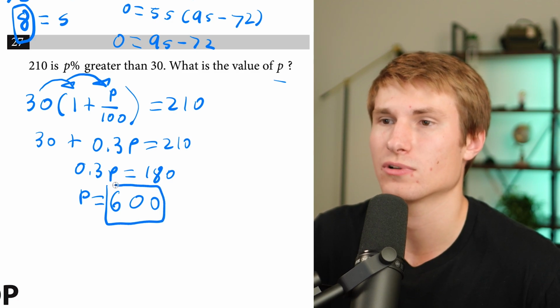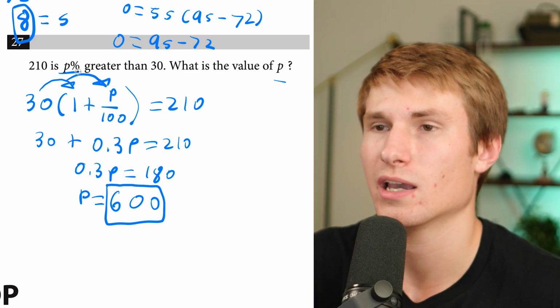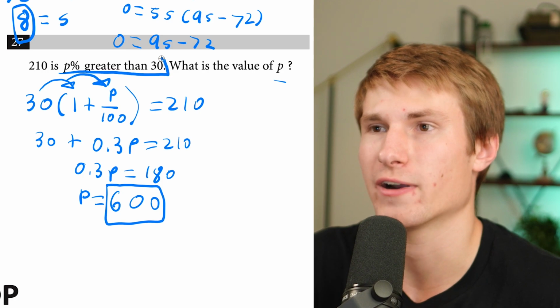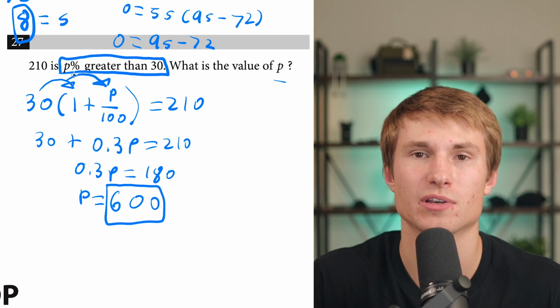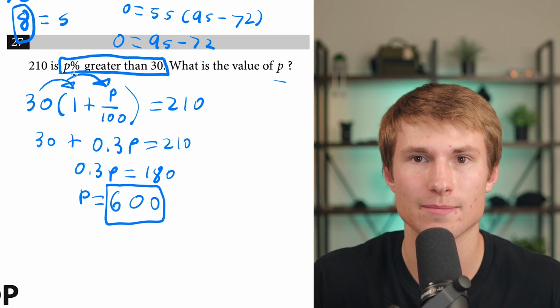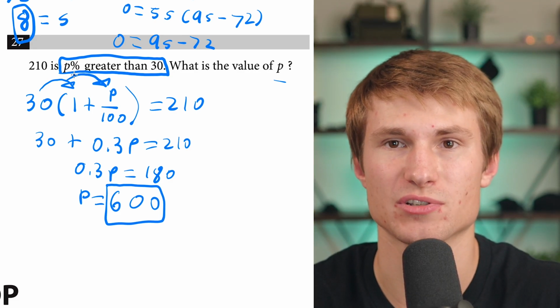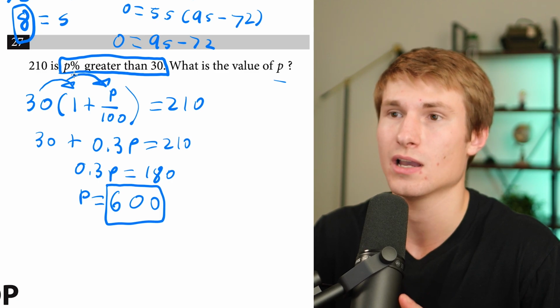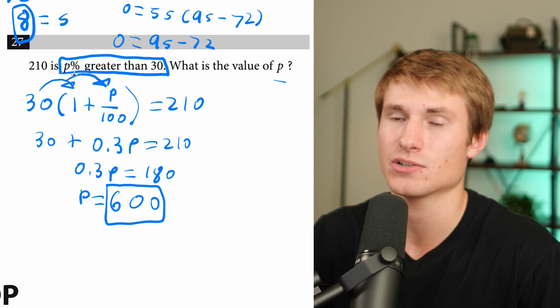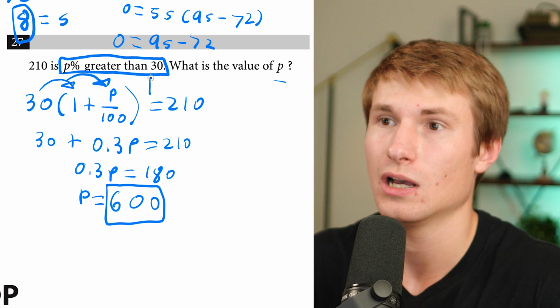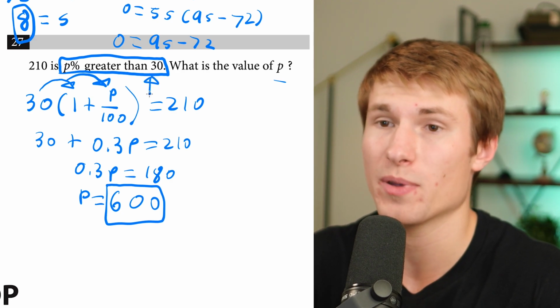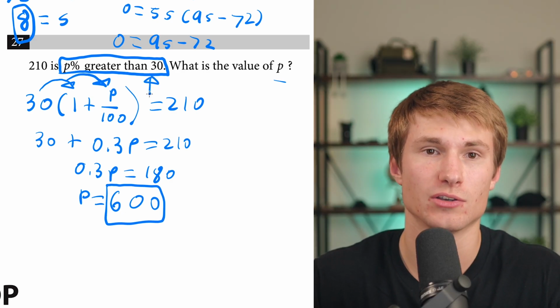Now, one thing that you really need to pay attention to here is the wording. Okay, the wording is that it is p% greater than 30. That's really important, because sometimes they'll say it's p% of 30. Sometimes they will say it's p% less than 30. So always pay close attention to the wording with percentages questions, because if you don't pay attention to the wording of percentages questions, you're going to get it wrong.